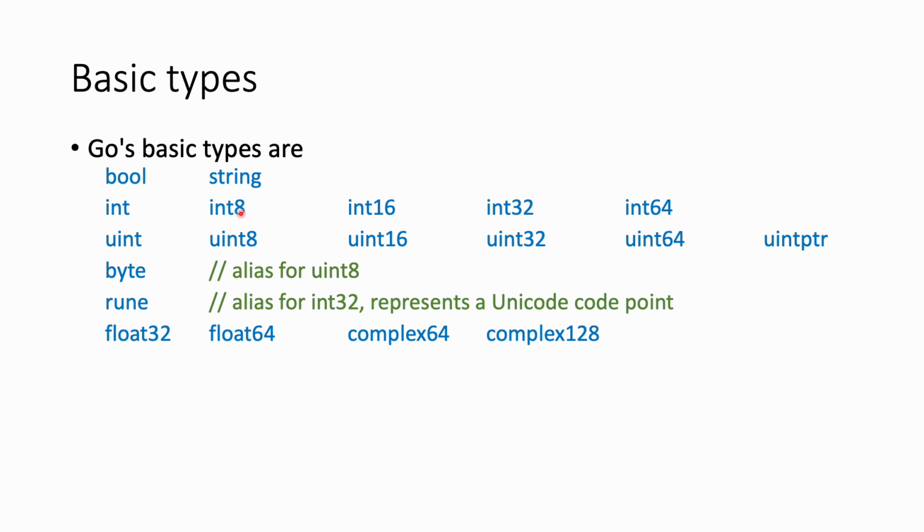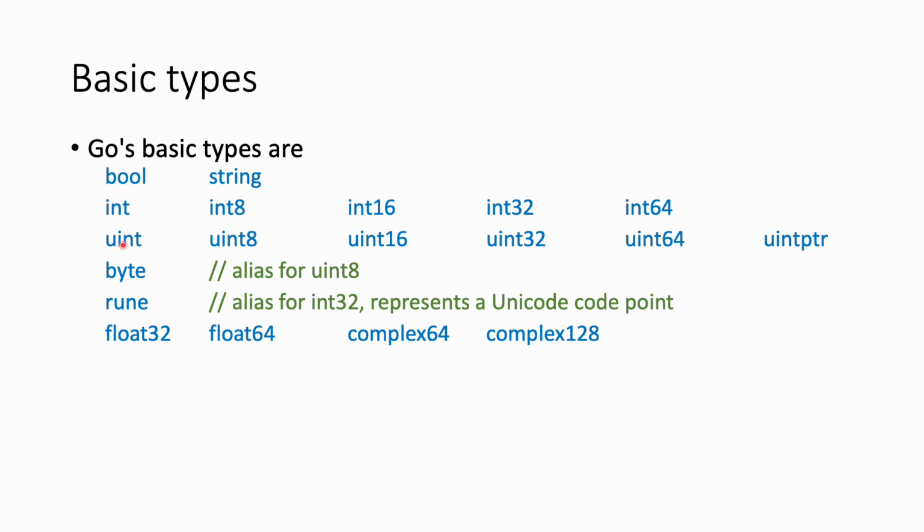The number after the word int indicates the length or the number of bits used for that data type. For example, int8 means an integer type with 8 bits wide.